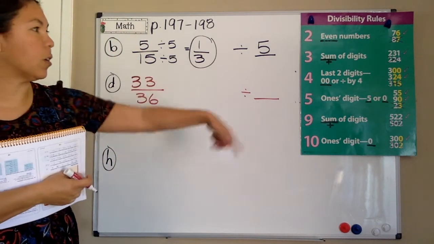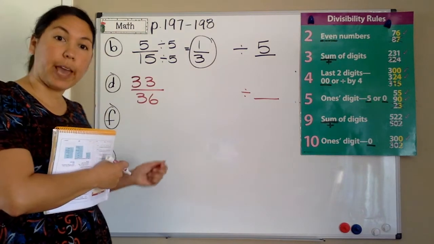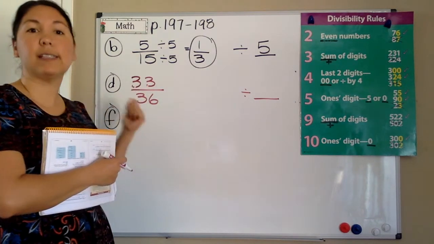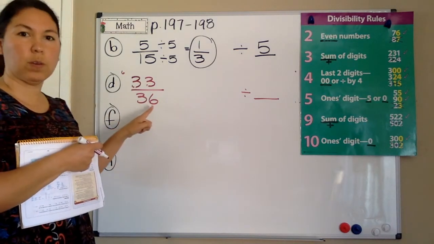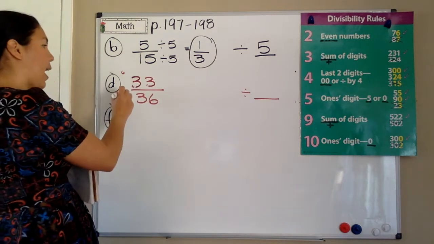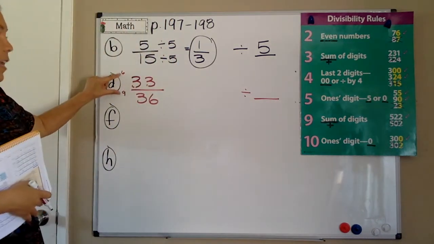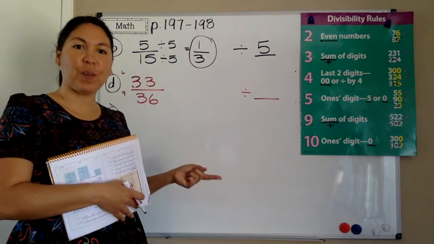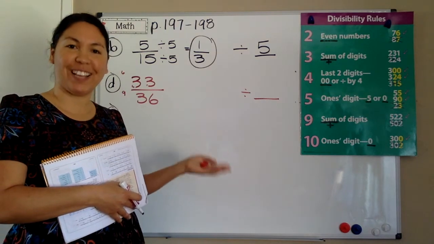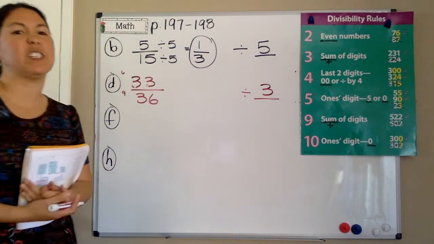So they don't end in zeros. They don't end in 5. Let's try adding them up. Let's see what we get. What's 3 plus 3? 6. Okay, so I'll kind of think that in my head. What's 3 plus 6? 9. Can 3 or 9 go into both of these, 6 and 9? 3, that's right. 3 can go into 6 and 3 can go into 9. So 33 and 36 is divisible by 3.